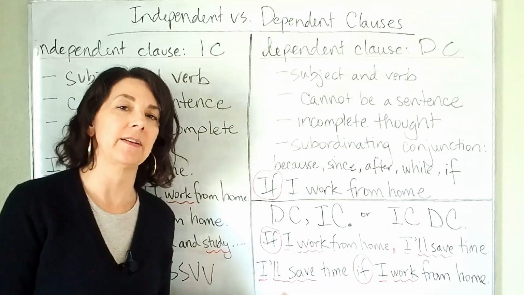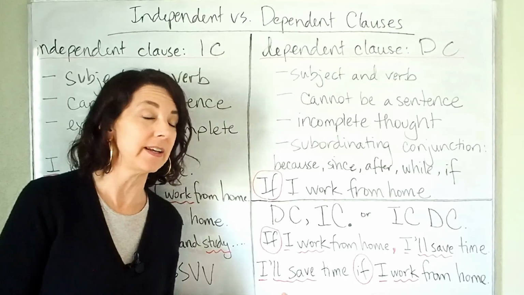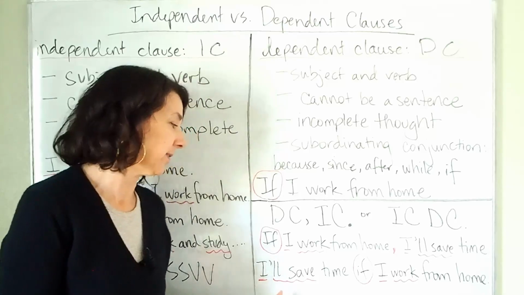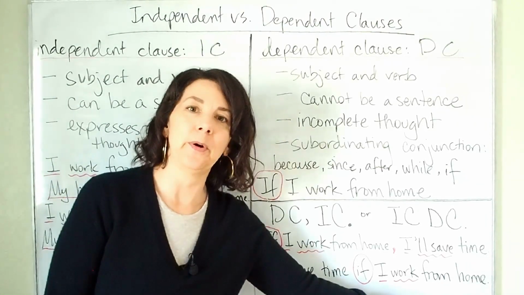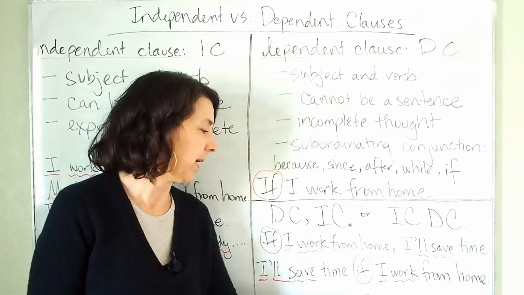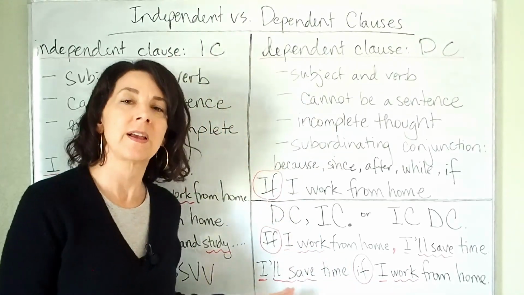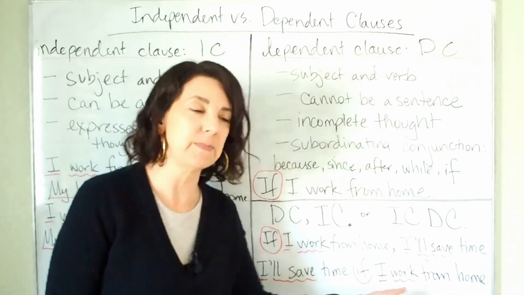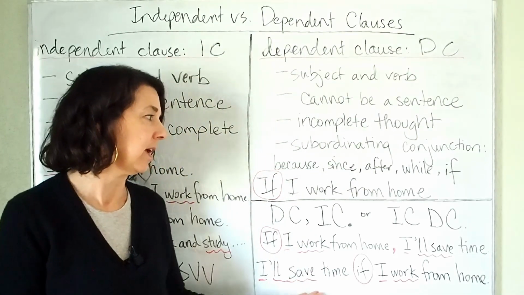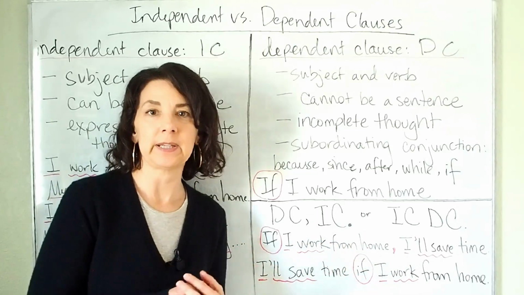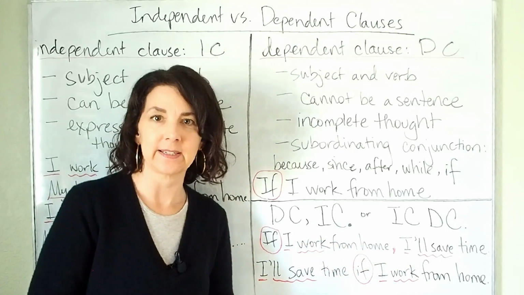We can put the independent clause first, but notice that if we do that, there is no comma. I'll save time if I work from home. So again, we have the dependent clause here joined with the independent clause. Now we have a sentence because this extra information was missing over here. Now that we have it, it's a complete thought and we have a complete sentence.